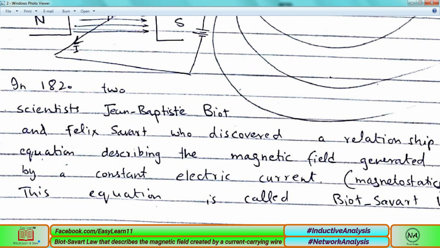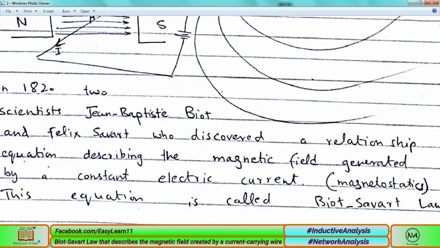And in 1822, the scientists Jean Baptiste Biot and Felix Savart combined their efforts after the main discovery by Professor Oersted of the relationship between the electric field and the magnetic field.